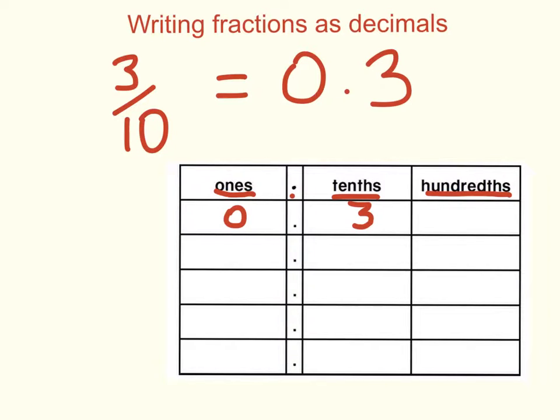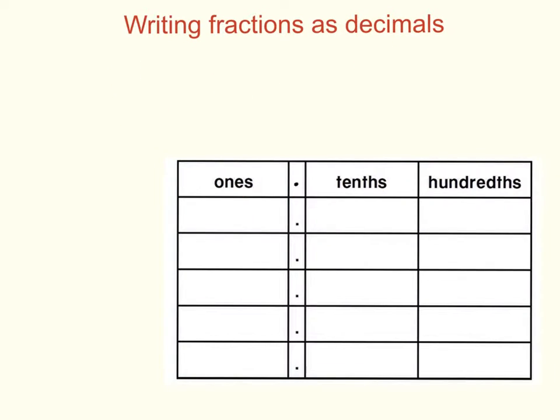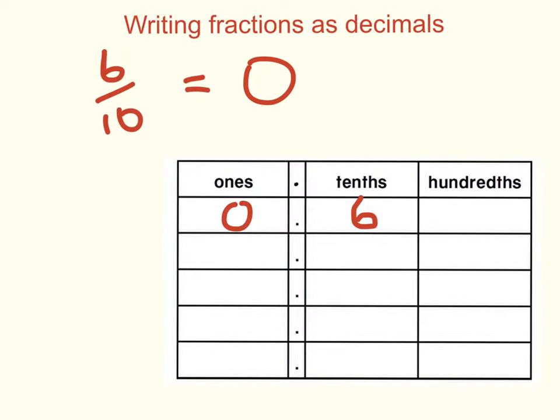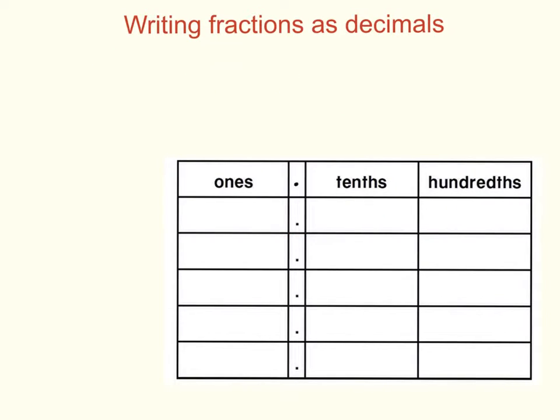Let's try another one. Let's say that I have 6/10. How would I write that as a decimal? Well, 6/10, I'd put a 6 in the tenths place value. And as a decimal, I would have 0 ones, decimal, 6. 0.6 shows 6/10.